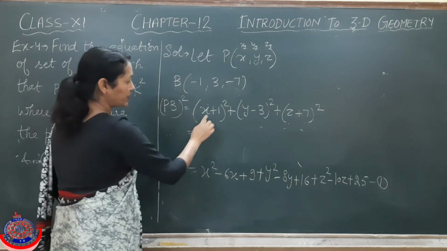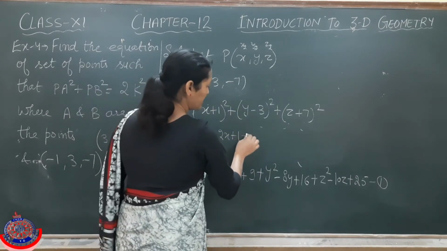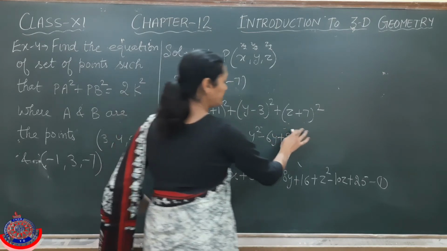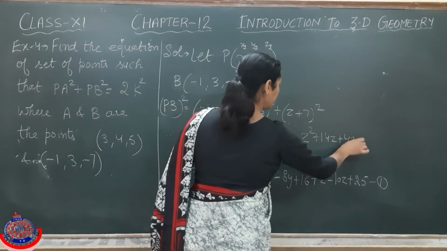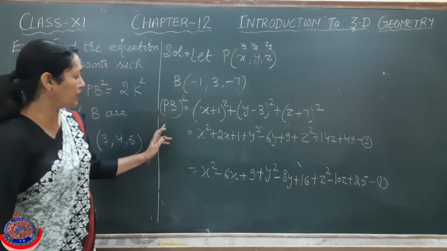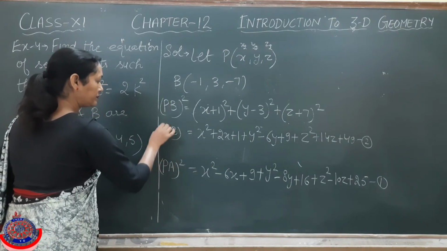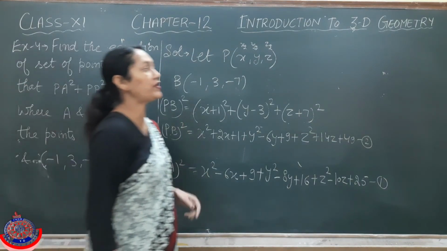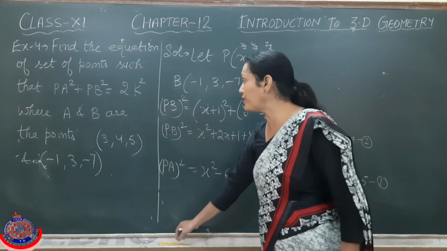Now opening this one, a plus b whole square: x square plus 2x plus 1. Here a minus b whole square: y square minus 6y plus 9. And here a square plus b square: z square plus 14z plus 49. Let this be the second equation. Now this is PA square and this one is PB square. According to the question, PA square plus PB square is equal to 2k square. So we add equation number 1 and equation number 2 and put it equal to 2k square.